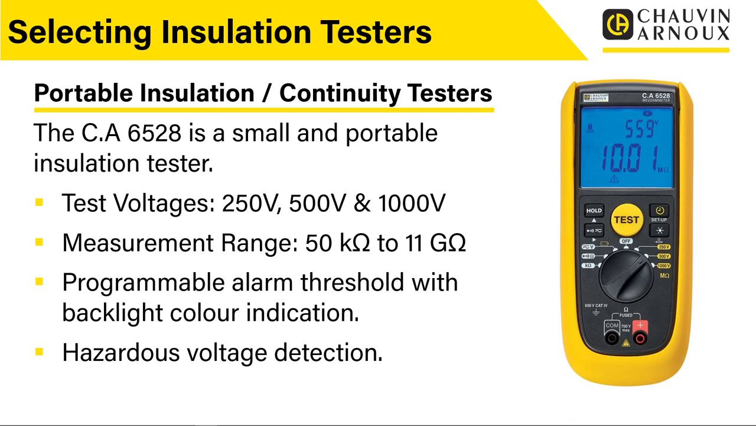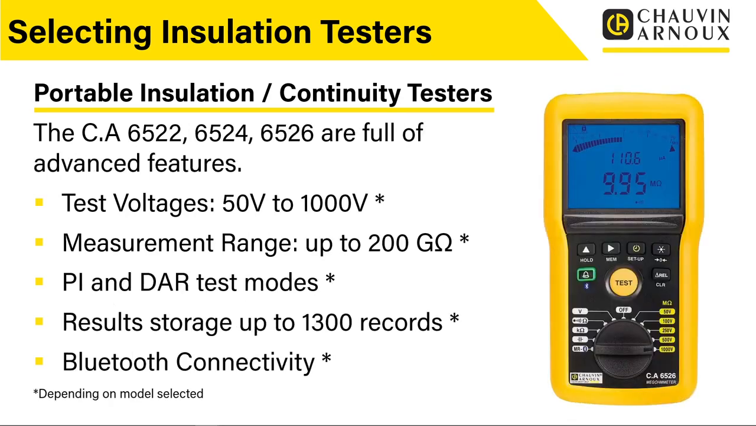So moving on up the scale now, we go to the next range of testers, and this is our 65 series, or 65 range. So we've got the 6522, 6524 and 6526. And these are really more advanced versions of what we looked at with the 6528 there. So there are differences between the various products in the range. So you'll see the little stars on there, and the little stars are saying depending on what product I'm talking about. So a lot of these features are on the 6526. The 6522, obviously, as you expect, will have less features on there.